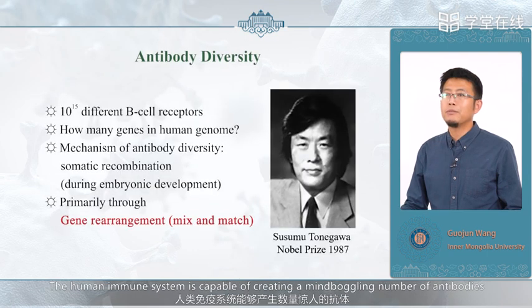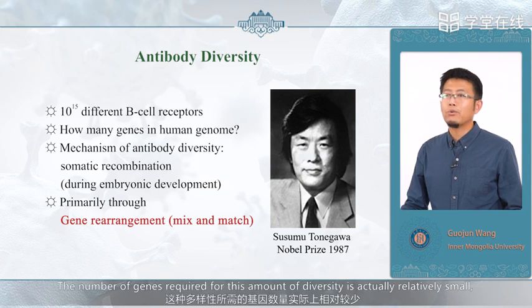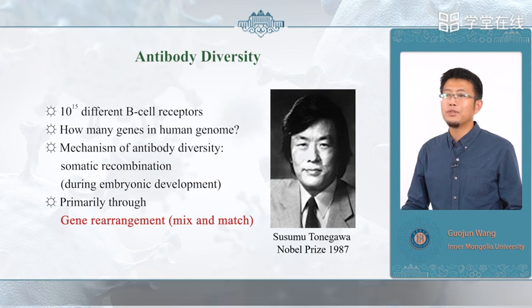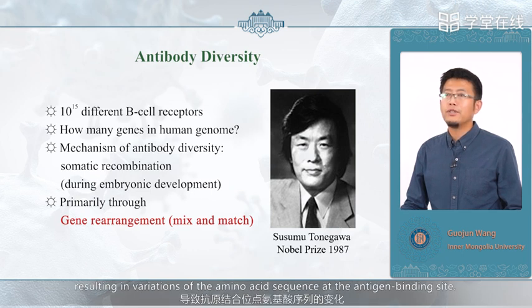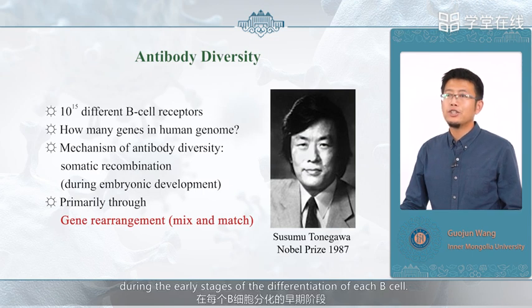The human immune system is capable of creating a mind-boggling number of antibodies, an estimated minimum of a quadrillion of them. The number of genes required for this diversity is actually relatively small, thanks to random rearrangement of gene segments that code for antigen receptors, resulting in variations of the amino acid sequence at the antigen binding site. These rearrangements occur before antigen is present, during the early stages of the differentiation of each B cell.